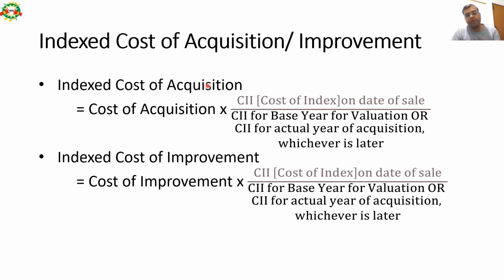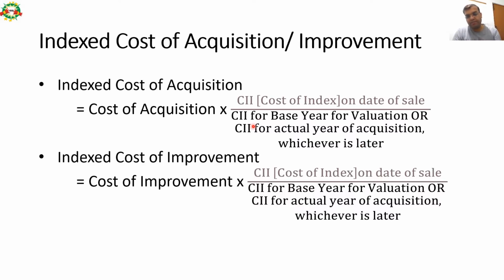So after we calculate cost of acquisition in the second step and cost of improvement, then we have to calculate indexed cost of acquisition or indexed cost of improvement using these two formulas. So indexed cost of acquisition is equal to cost of acquisition multiplied by CII, cost inflation index, on date of sale, divided by CII for base year for valuation or CII for actual year of acquisition, whichever is later.